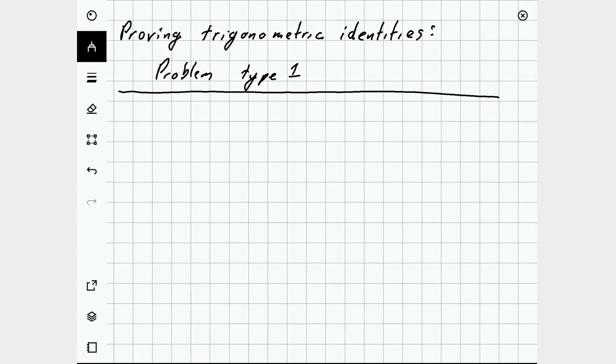As an example, I might want to look at sine squared theta minus cosine squared theta is equal to 1 minus 2 times the cosine squared of theta.